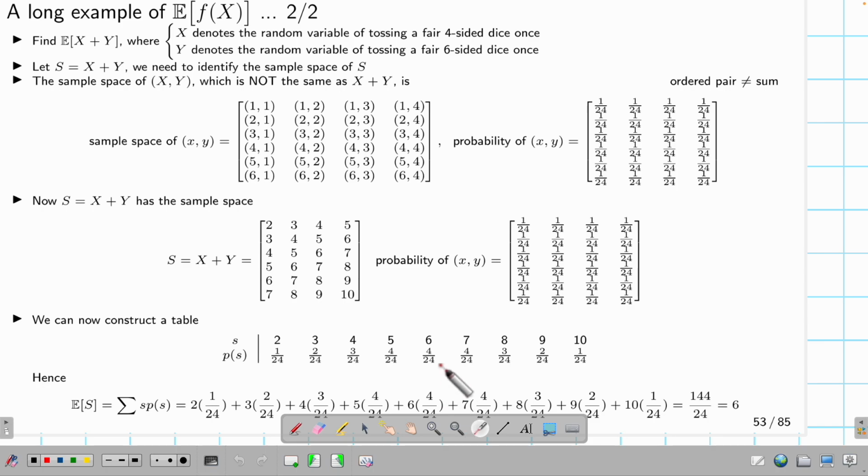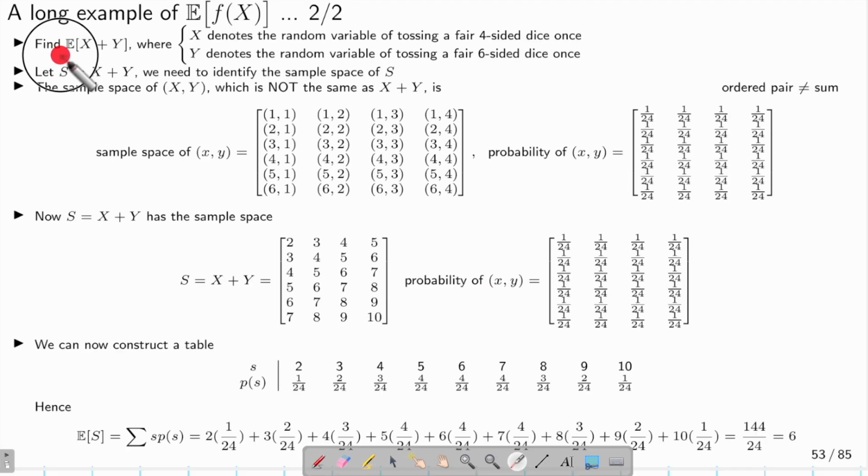So here is the explicit formulation. Let's recall, the problem is to find the expected value of X plus Y, where X is the random variable of tossing a fair 4-sided die, and Y is the random variable of tossing a 6-sided die. Let S be X plus Y. So we need to identify the sample space of S. The sample space of (X,Y), which is not the same as X plus Y, is the following. This is an ordered pair. Remember, ordered pair and sum are two different things.